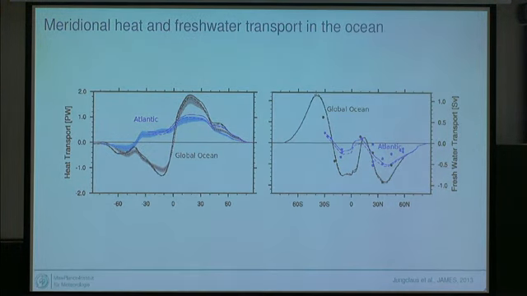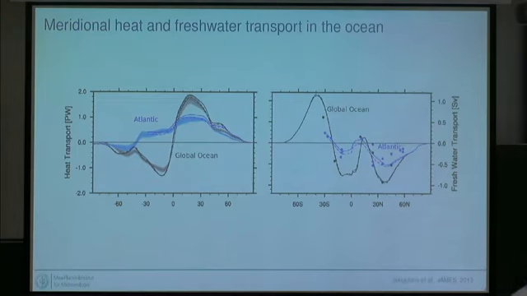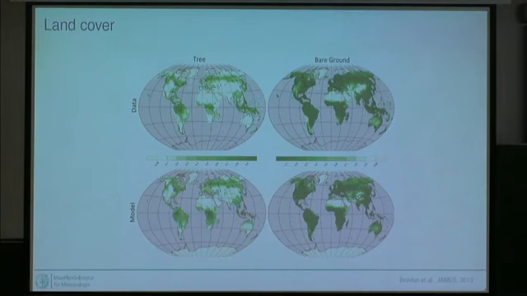But of course, we also try to get meridional heat transports right, which is shown here in the Atlantic, for example, in blue. The solid line is observations. The dashed line and the dotted line are the two model versions that we're using. And the same for the global ocean model. Again, that is something that we don't really tune for, and so we can use that to evaluate our model.